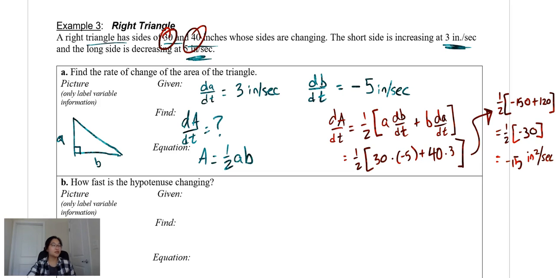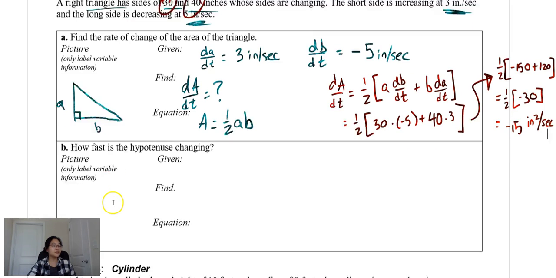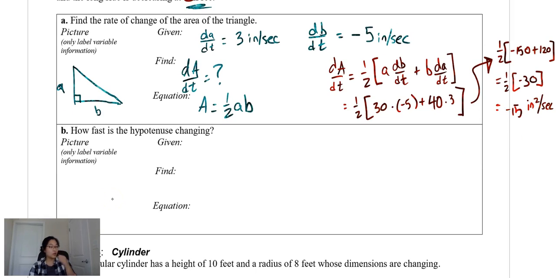How fast is the hypotenuse changing? So the hypotenuse, well, what equation do we need to use to figure out how fast the hypotenuse is changing? We have this A, we have this B, and we have this C. How do we figure out what those are connected with? Pause.